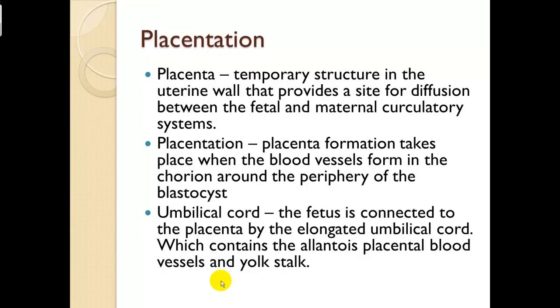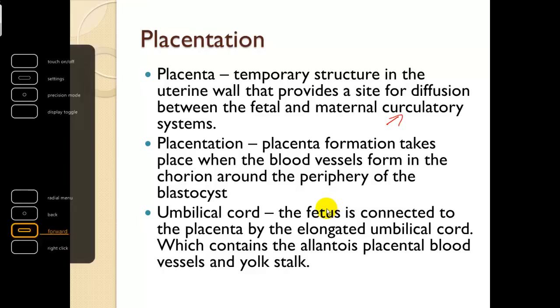Placentation. Placenta, temporary structure in the uterine wall that provides a site for diffusion between the fetal and maternal circulatory systems. As spelled, my apologies. Placentation, placenta forms taking place where the blood vessels form in the chorion around the periphery of the blastocyst. This is going to be on the outside sections. We'll see a picture of it here in just a second. Umbilical cord, the fetus is connected to the placenta by an elongated umbilical cord which contains the allantois, placental blood vessels, and yolk stalk, and this is going to be support structure for the developing fetus.